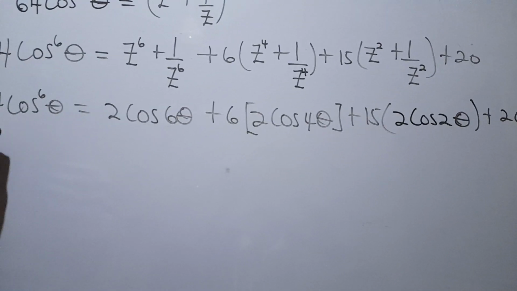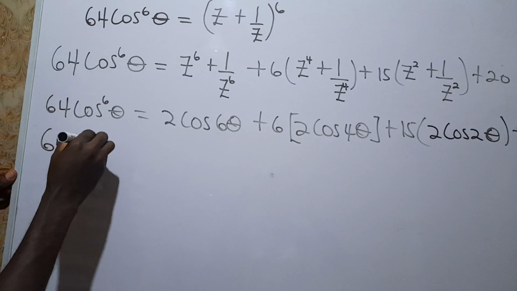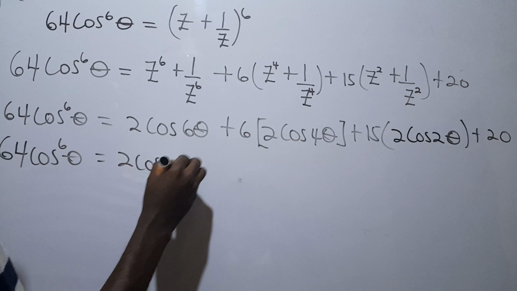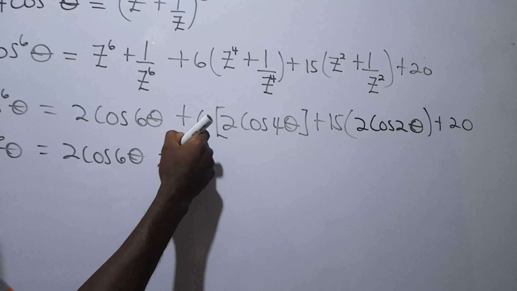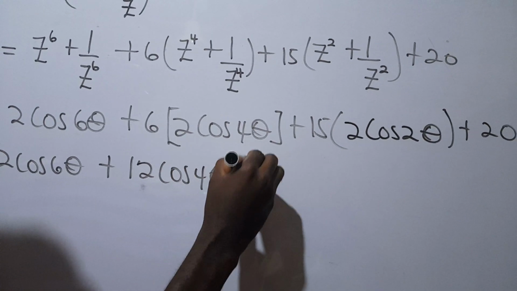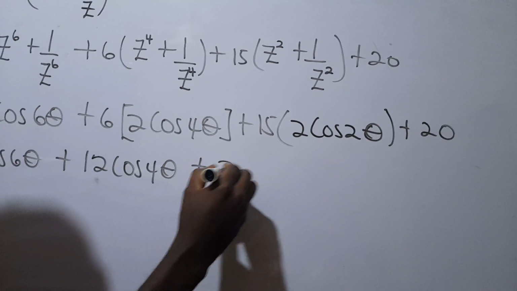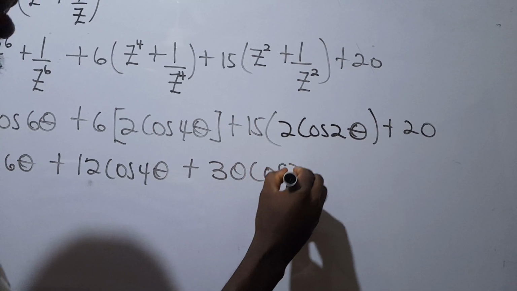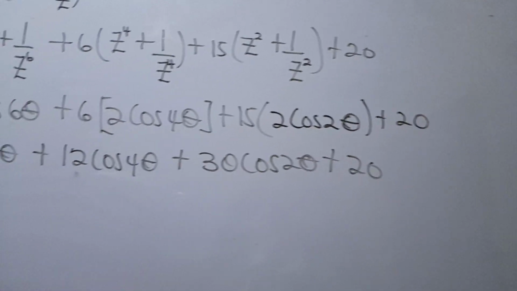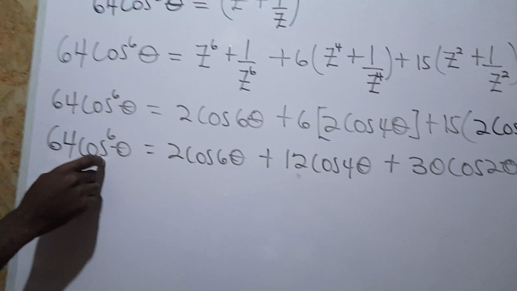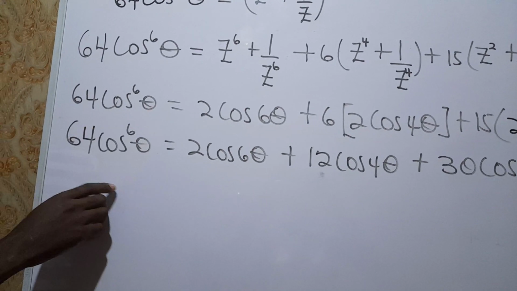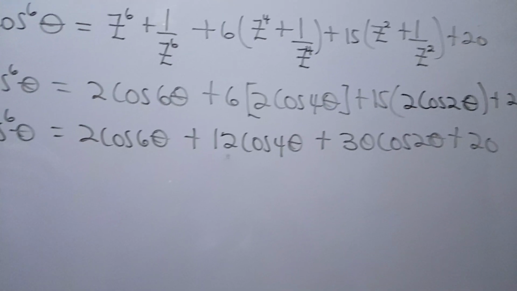So now we can expand. We can say 64 cos^6 theta is equal to 2 cos 6 theta plus, this will give us 12 cos 4 theta plus, this will give us 30 cos 2 theta, then plus 20. Now in the question, they say we should find a multiple angle for cos^6 theta, not 64 cos^6 theta. So what do we do? We divide both sides by 64.